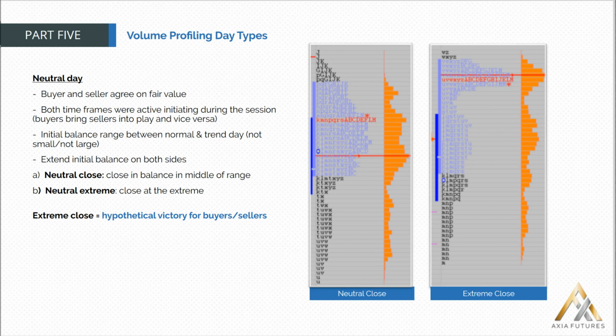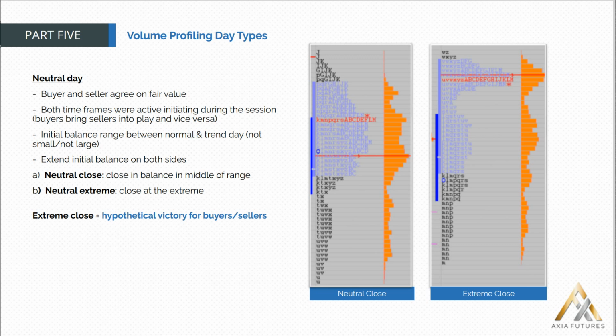The neutral day is where a buyer and a seller agree on fair value quite easily and quite often. Now, both time frames are very active within this day type, and they tend to initiate until they run into responsive activity, and then they tend to reverse, and the market goes in the other direction, and it keeps pinging and reversing the entire session.